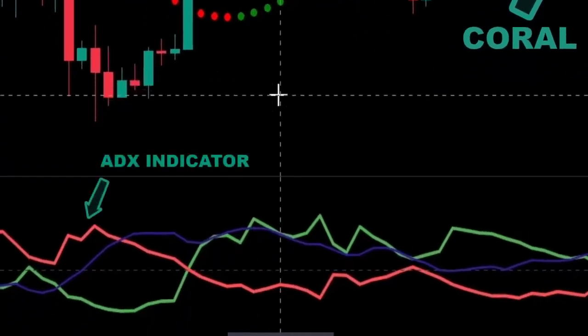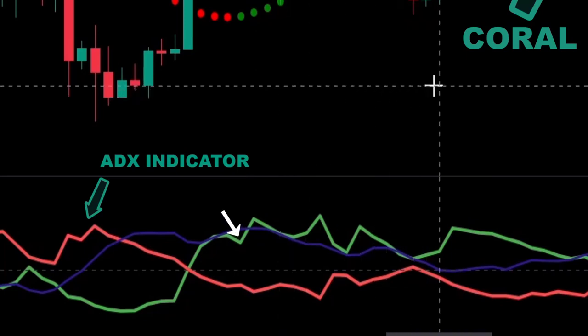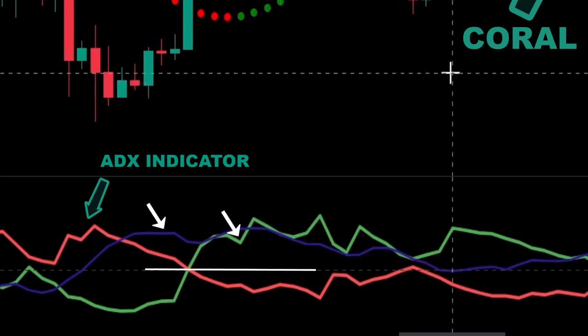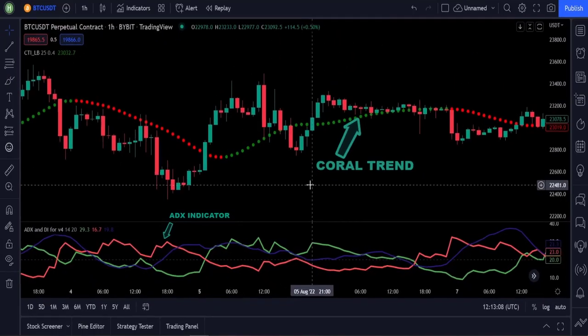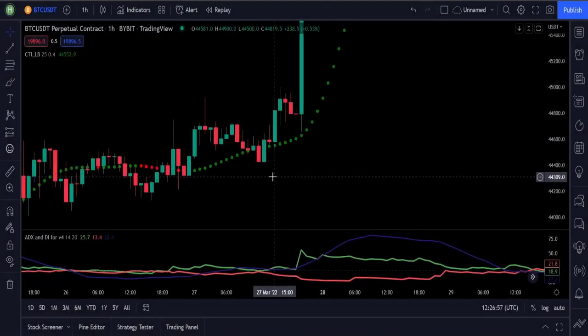So the green line must be above the red line, like it is here. And the blue line must be above the 20 level, and it needs to have an upward slope. If the line is pointing downwards or it's flat, we simply do not take the trade. Now we'll look at an example for a buy position.